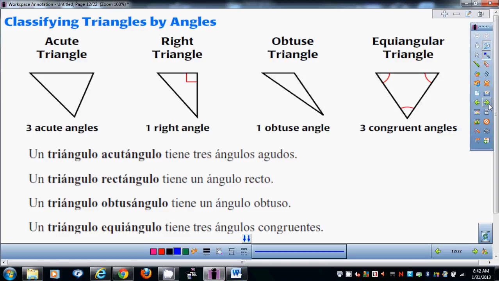Excellent observation. Every equiangular triangle is also an acute triangle. However, when you're asked to classify them in your notes, you can just say equiangular. You won't have to say both. Good observation. Questions on that slide? Let's get to it.